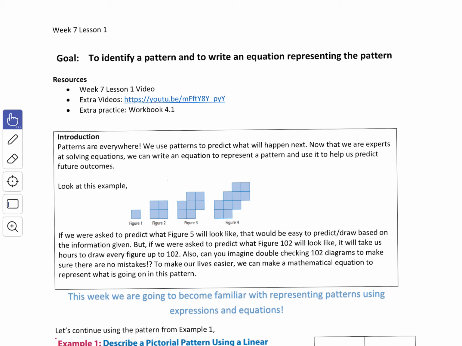Everyone. This week we are going to start our new unit, and it is linear relations. It's very closely related to the linear equations unit that we did before circle geometry. Okay, so let's have a look.